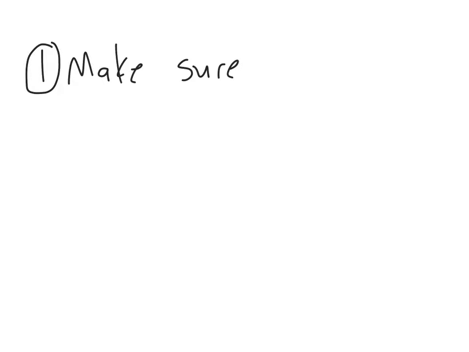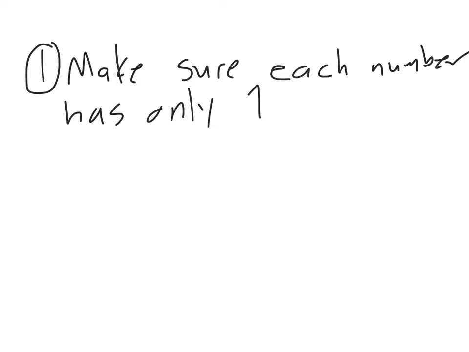Okay, so number 1. What was our first rule we had to do back there? Make sure each number has only one sign. So let's look at some examples and determine if these examples have one sign or if they have too many.